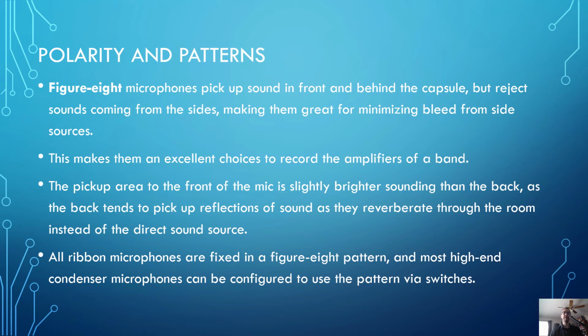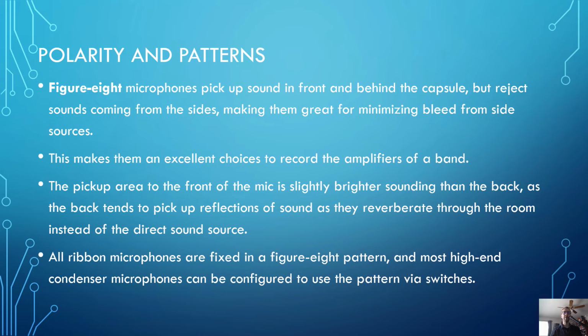Figure 8 mics pick up sound in front and behind the capsule due to the nature of the polar pattern, but they tend to reject sounds coming from the sides, making them really good for minimizing bleed from side sources. This makes them a really good choice to record amplifiers from a band with a little bit of forethought in terms of how you're setting up the amplifier placement.